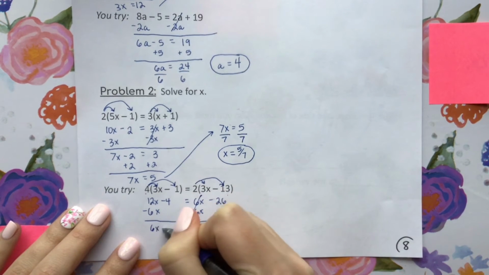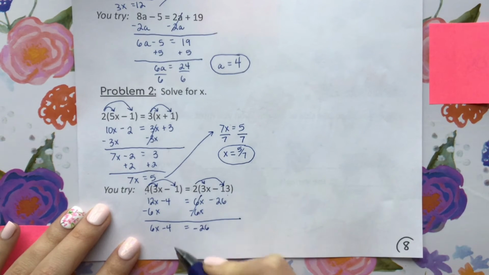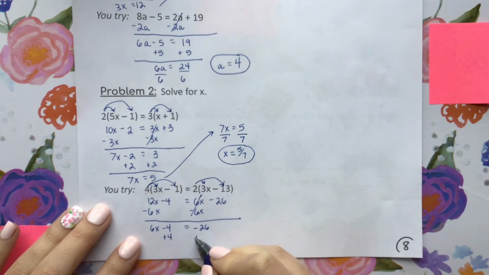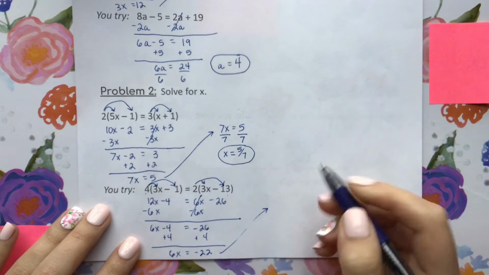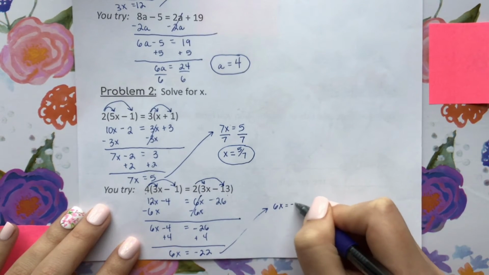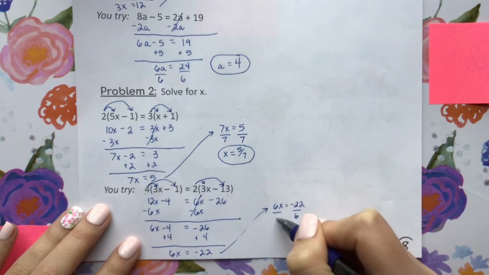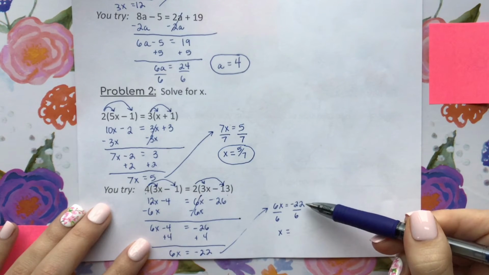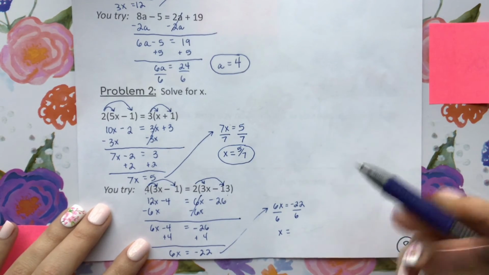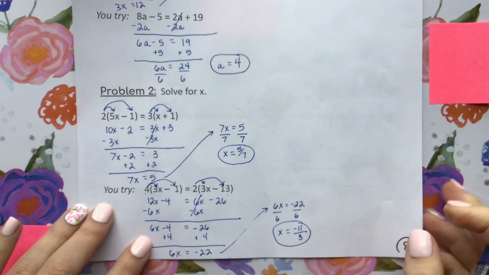So I'm at 6x minus 4 is equal to negative 26. Now I'm going to add 4 to both sides. And I have 6x is equal to negative 22. I'll rewrite that. 6x is equal to negative 22. My last step is to divide by 6. So I have x is equal to, now both of these are even numbers, so I can reduce this, but I'm going to leave it top heavy, and I have negative 11 over 3 for my final answer there.